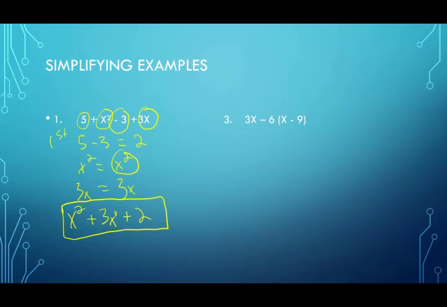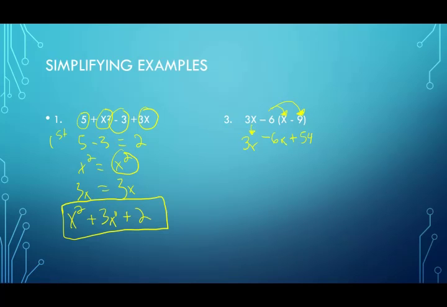Here is a problem, but before we can start adding and subtracting like terms, what do we have to do? We have to distribute this negative 6 out. Negative 6 times x is negative 6x. Negative times negative becomes a positive. 6 times 9 is 54. And we're just going to bring down our 3x. So 3x minus 6x plus 54.